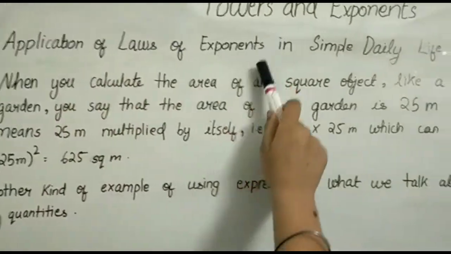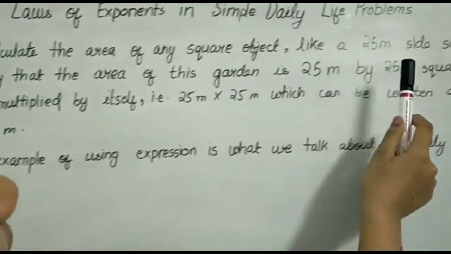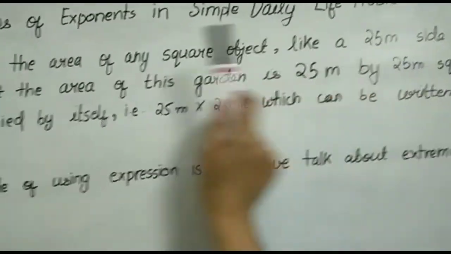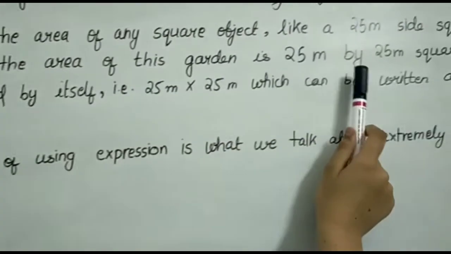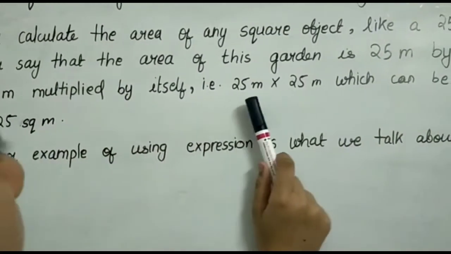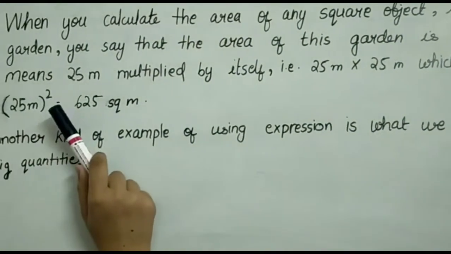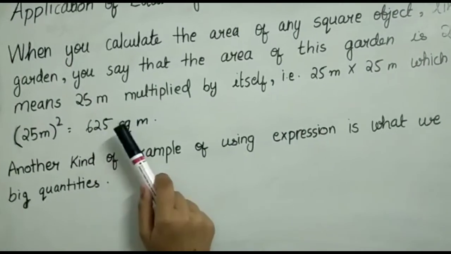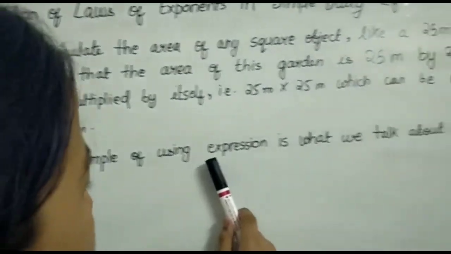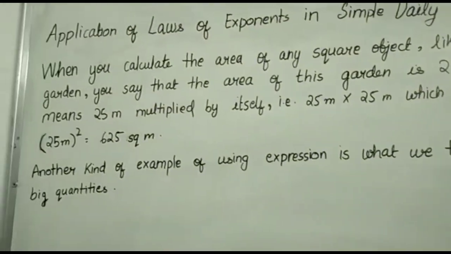Application of laws of exponents in simple daily life problems. When you calculate the area of any square object, like a 25 meter side square garden, you say that the area of this garden is 25 meter by 25 meter. It means 25 meter multiplied by itself, that is 25 meter × 25 meter, which can be written as (25 meter)^2 equals 625 square meters. Another kind of example of using exponents is when we talk about extremely tiny or big quantities.